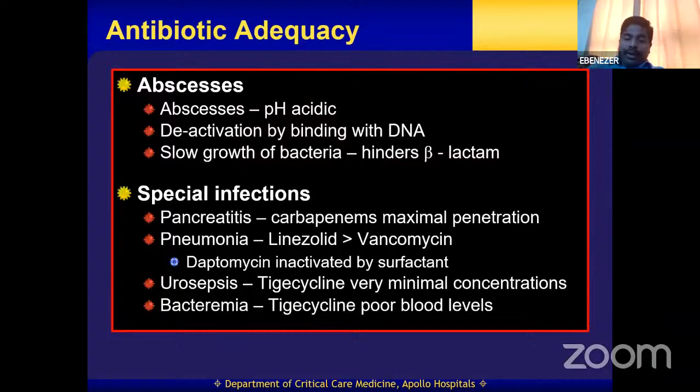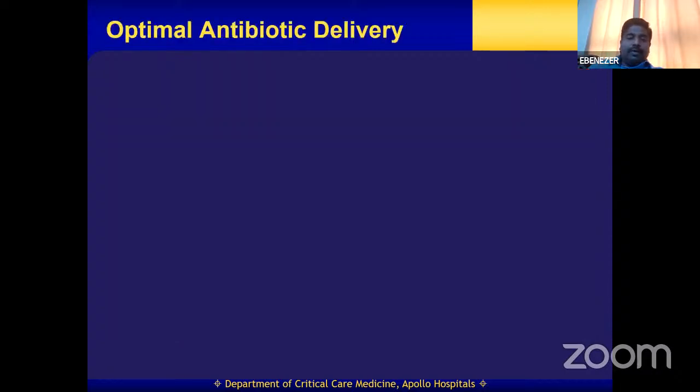So if you look at pneumonia, okay, linezolid is better than vancomycin. You cannot use daptomycin in pneumonia because it will be inactivated by surfactant. And tigecycline has very poor efficacy in bacteremia. So when a patient is suffering from bacteremia, you cannot be using tigecycline in those patients. So you should be careful. And similarly, urosepsis also, very minimal concentrations. So these are certain things that you should understand. And based upon that, you should tailor your antibiotics so that you get the best possible results.